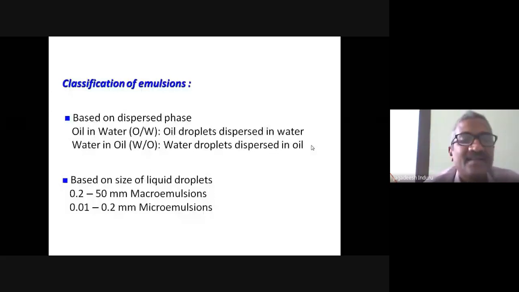whereas in microemulsions it is 0.01 to 0.2 micrometer. Less than that, it goes to the nano size.